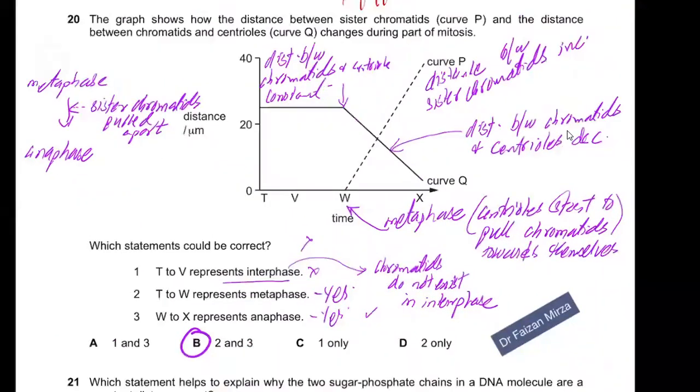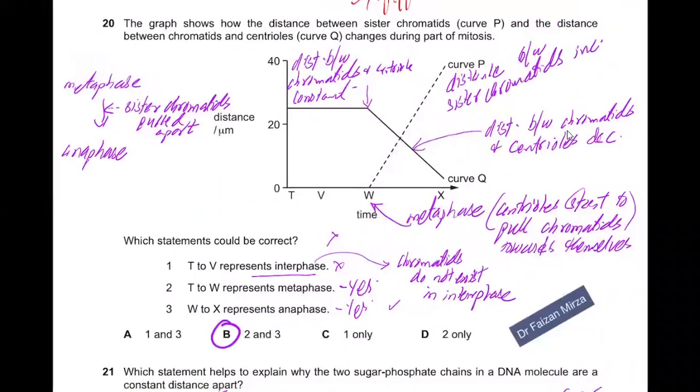Now, the last question for this video, question 20. The question says the graph shows the distance between sister chromatids, curve P, and the distance between chromatids and centrioles, curve Q, during part of mitosis. When such information is given to you, always annotate on the diagram what is line P. Line P is telling us the distance between sister chromatids. This line here represents the distance between sister chromatids.